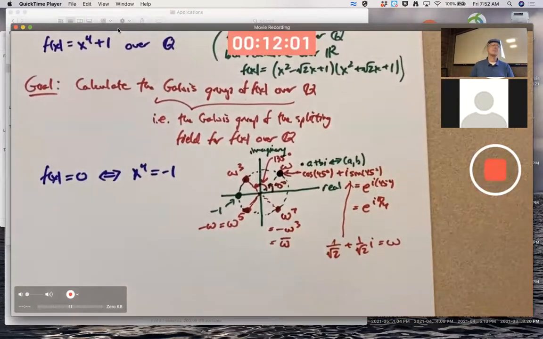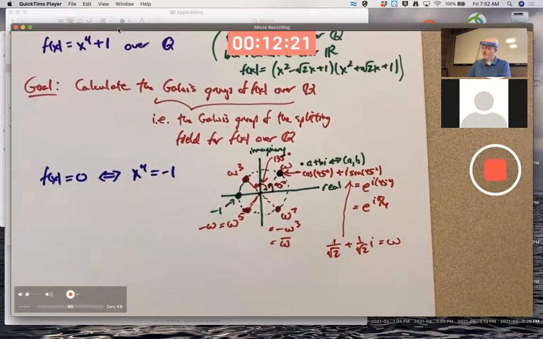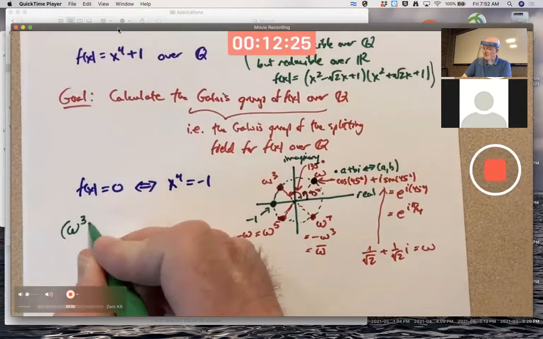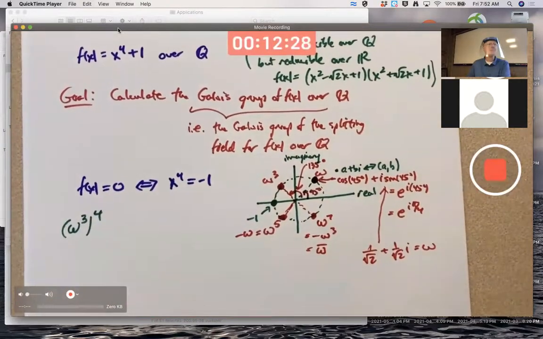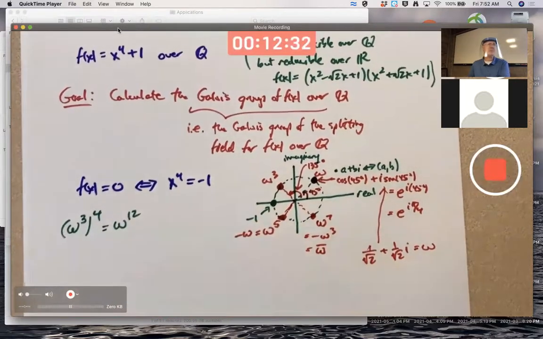I could write all these different symbols for it. Do you feel comfortable with that? Is there anything I can clarify there? These are the fourth roots of -1. Here's an example of how you could confirm that. What is omega cubed, for example, to the fourth power? Well, multiply the exponents. That's the same as omega to the 12th power.